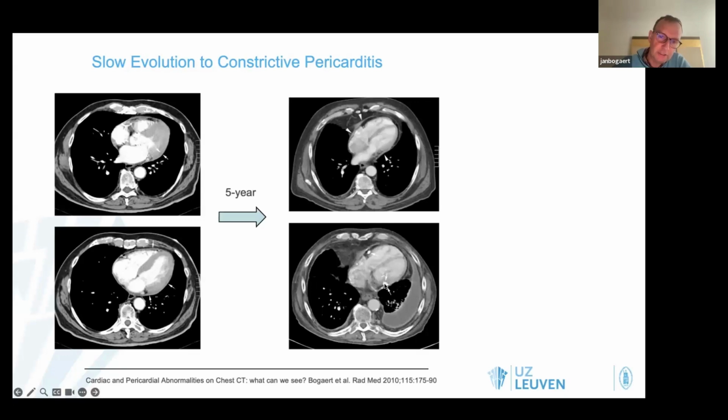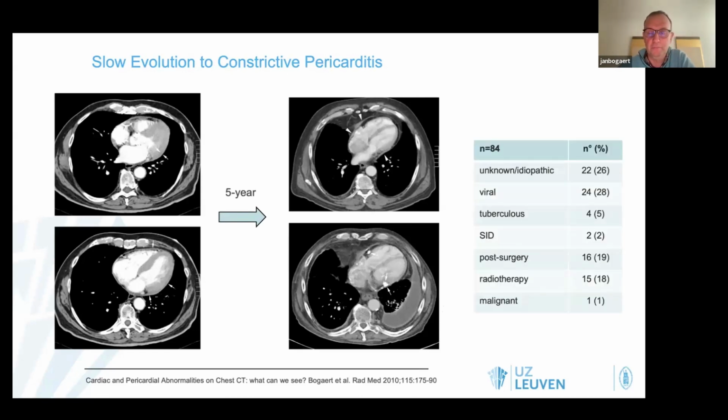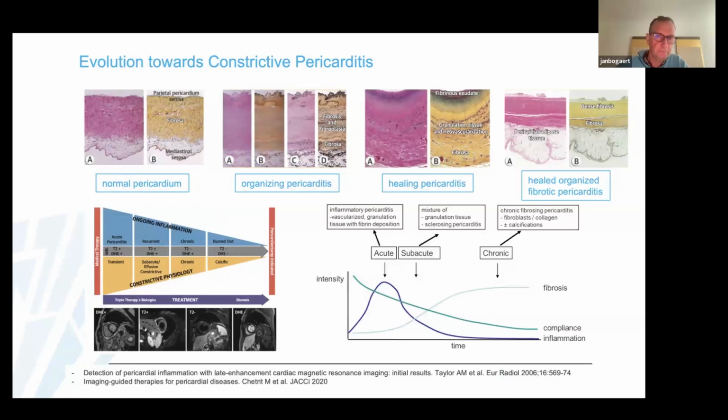If you look in detail, there are some calcifications, and these calcifications invade the adjacent or underlying myocardium. And on top of it, there is also a left-sided pleural effusion. With regards to the etiology, this is a paper, and I forgot to mention the reference, but you can see that often it's idiopathic, but there are other conditions such as post-surgery, radiotherapy, and so on that can cause or lead to constrictive pericarditis.